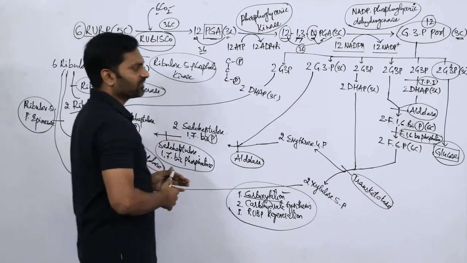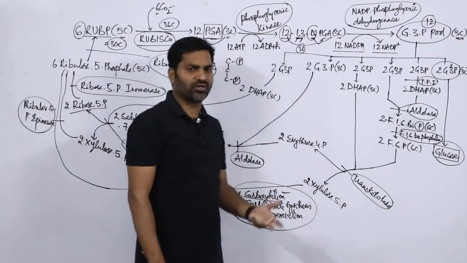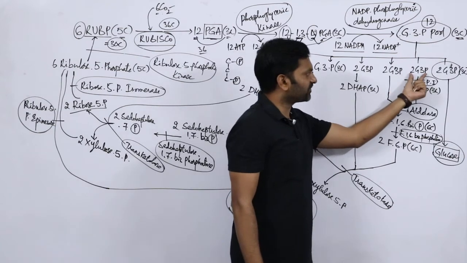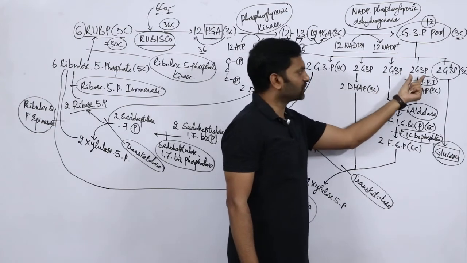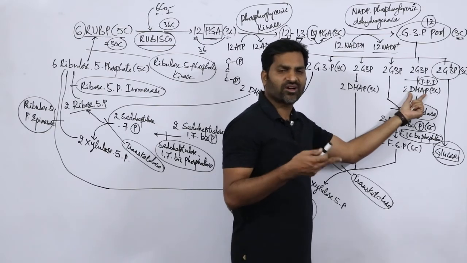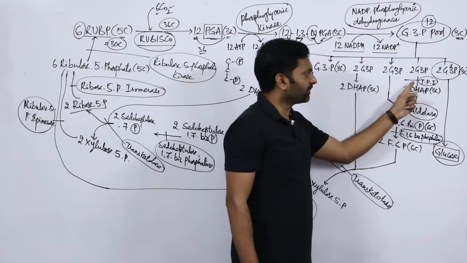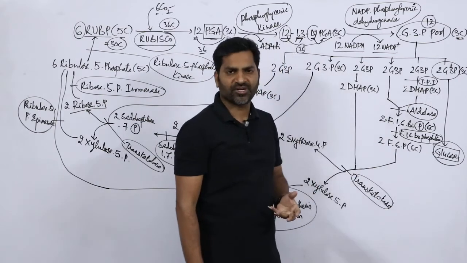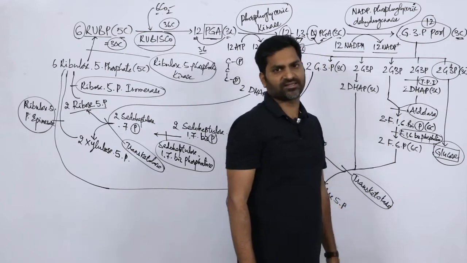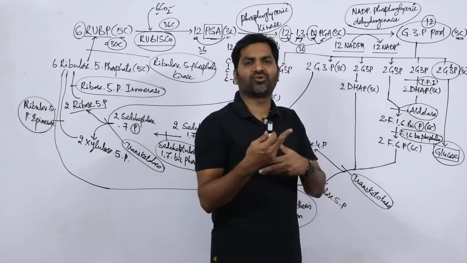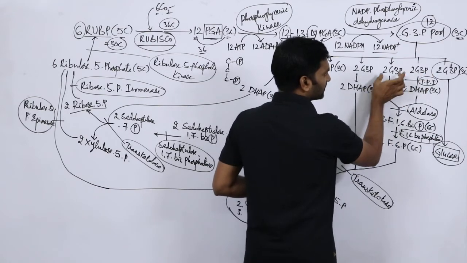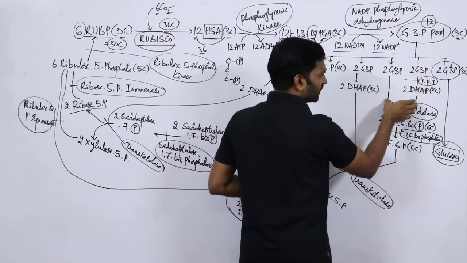Okay, so let's see what happens during this particular mechanism. Now, 2 moles of G3P is converted into DHAP, that is dihydroxyacetone phosphate. G3P is converted into dihydroxyacetone phosphate in the presence of what? Triose phosphate isomerase. This is an example of an isomerization reaction. Okay, so 2 moles, 6 carbons each, means 12 carbons.